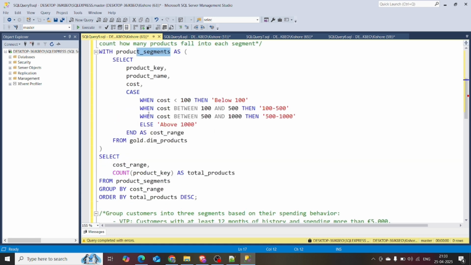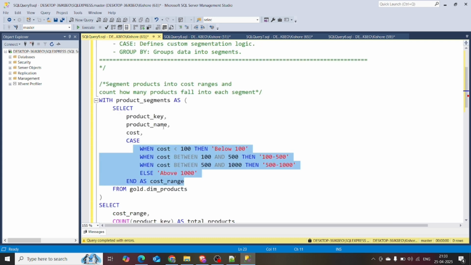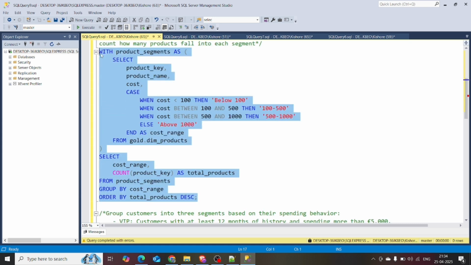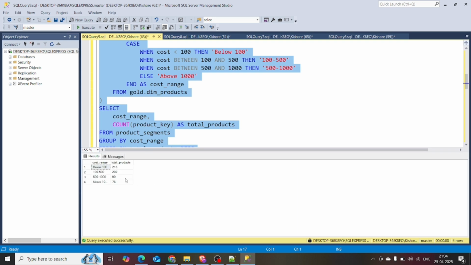We are selecting the cost range, as we mentioned in the case statements, and we are counting the product key as total products, coming from the CTE product segments. We are grouping by cost range, and ordering by total products in descending order. Now let's execute this query. See the cost range: there are 213 products below 100, 202 products between 100 and 500, 90 products between 500 and 1000, and 78 products above 1000.